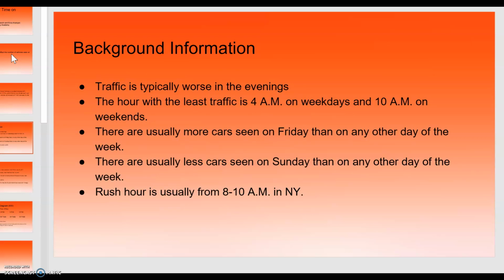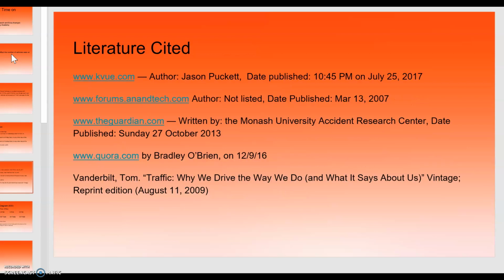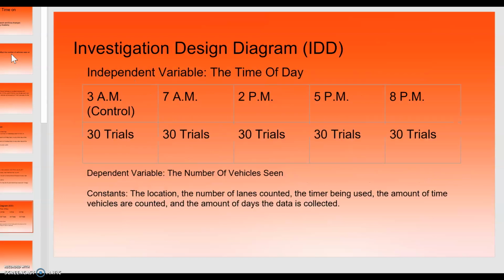Background information: traffic is typically worse in the evenings. Hour with least traffic is 4 a.m. on weekdays and 10 a.m. on weekends. There are usually more cars seen on Friday than any other day of the week. There are usually less cars seen on Sunday. Rush hour is usually from 8 to 10 a.m. in New York. They're going to give their literature cited here. And the independent variable is going to be the time of day. Your dependent variable is going to be the number of vehicles seen.